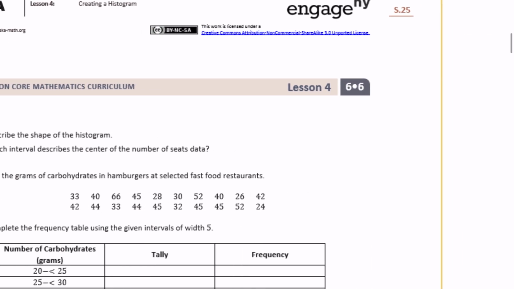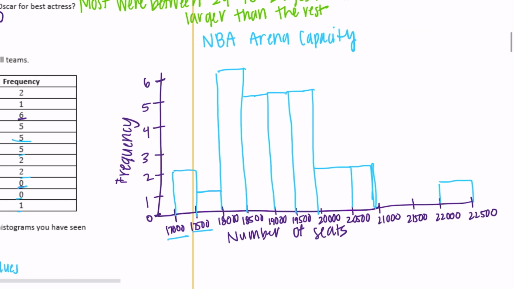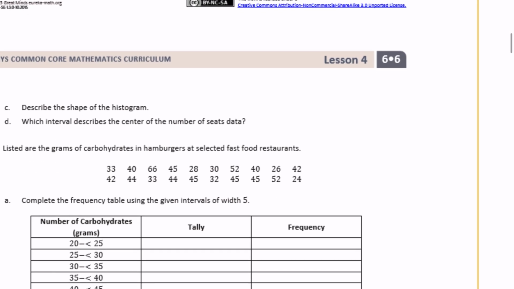All right. Describe the shape of the histogram. So the shape, I would say, looks kind of like that. So I would say that it's skewed more to the right because it slopes down a little bit slower that way. So I'm going to say it's skewed to the right.